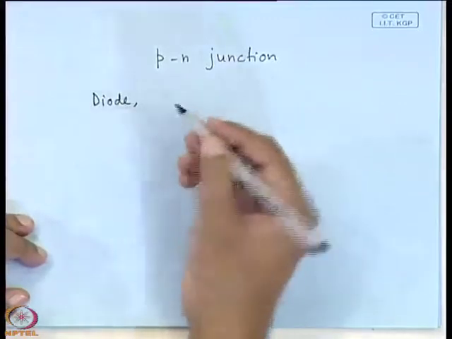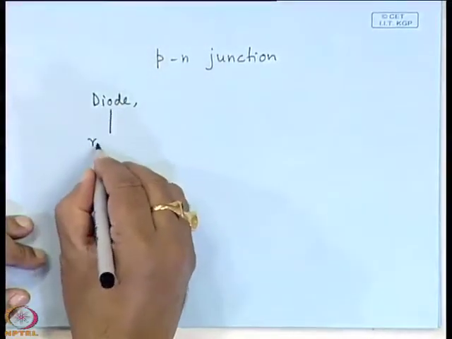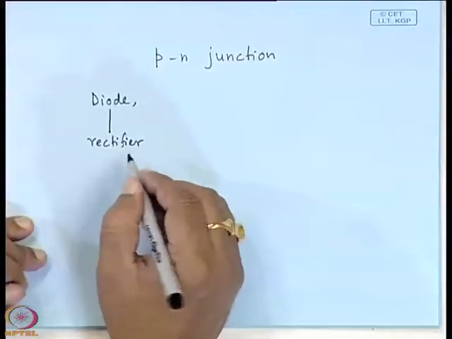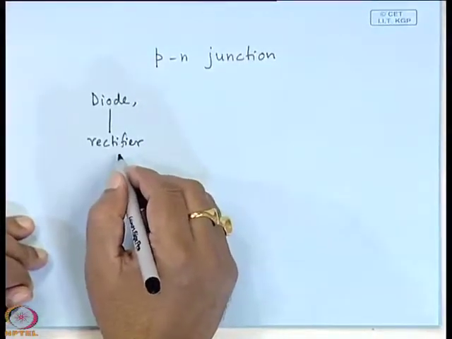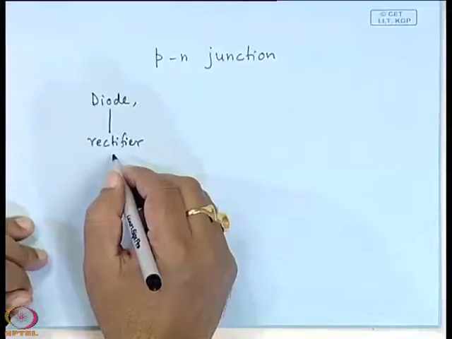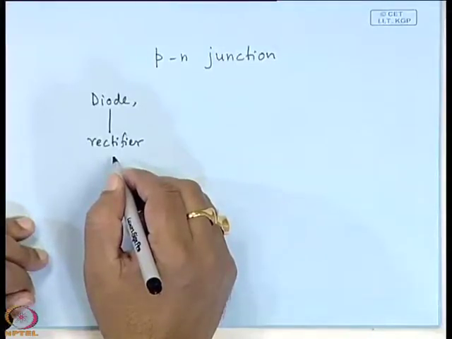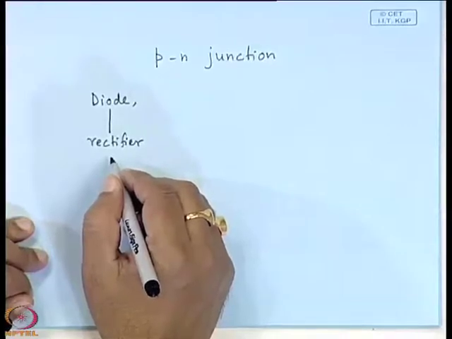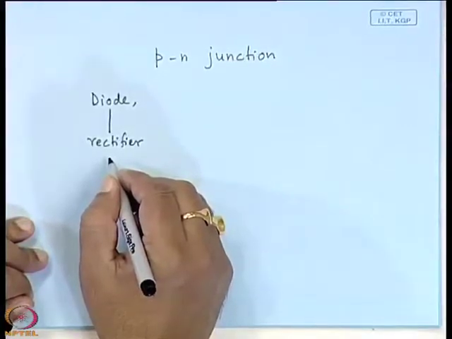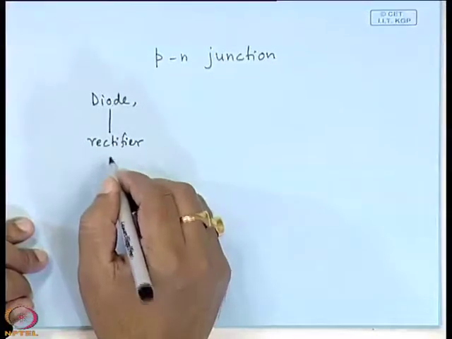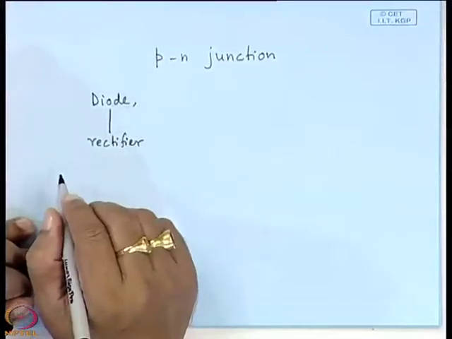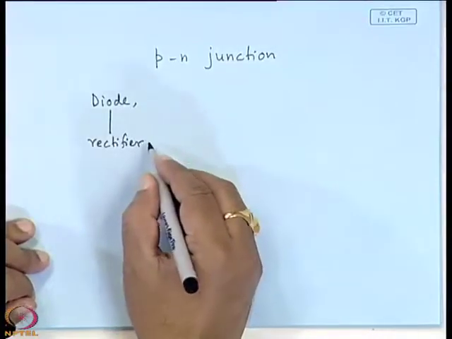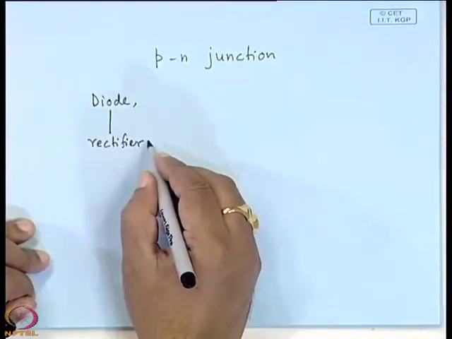This diode is basically known as the rectifier diode, or the rectifier. What is rectification? It is the conversion from AC to DC, not from DC to AC. It is a rectifier, that means it will allow current to flow in one direction.